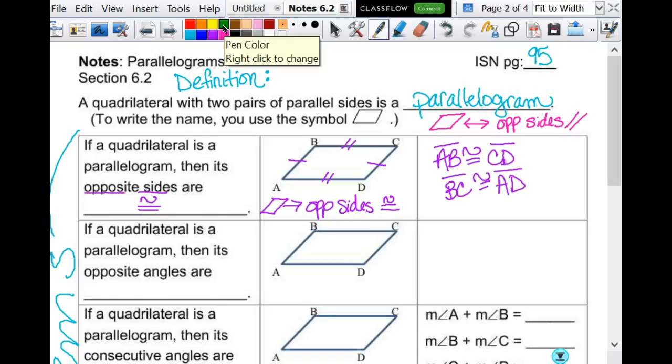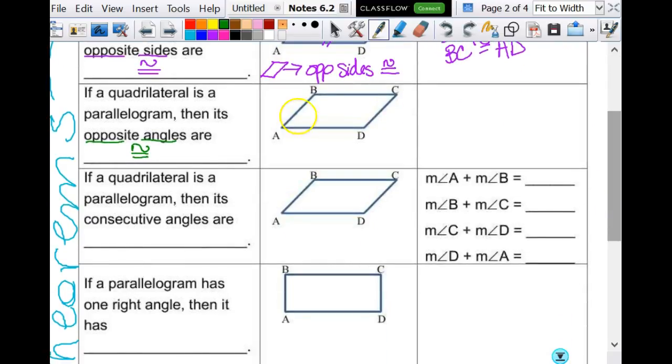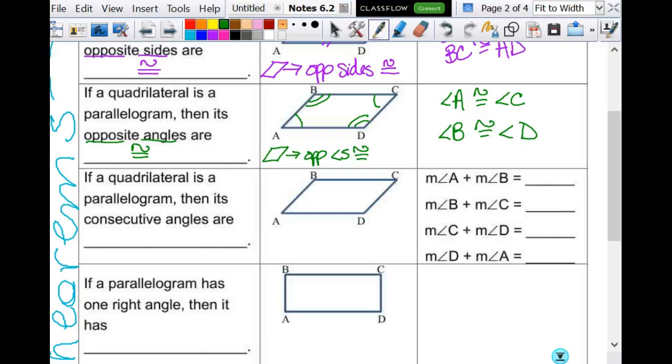All right, so then, again, if a quadrilateral is a parallelogram, so I know I have a parallelogram, then the opposite angles are what? Congruent. Opposite angles are congruent. Good. So A is congruent to C, B is congruent to D. So I can abbreviate with that, if it's a parallelogram, then opposite angles are congruent. And that means that angle A is congruent to angle C, and angle B is congruent to angle D. Okay, everybody good?